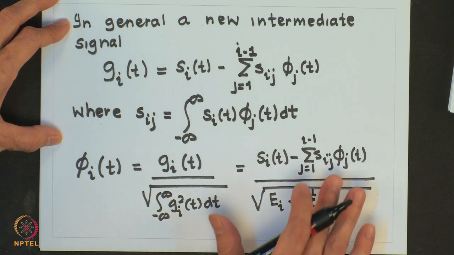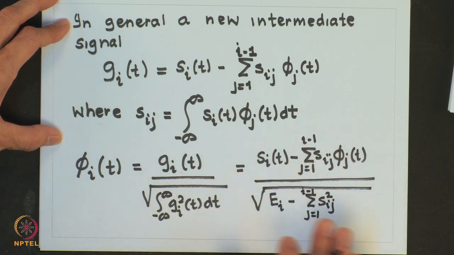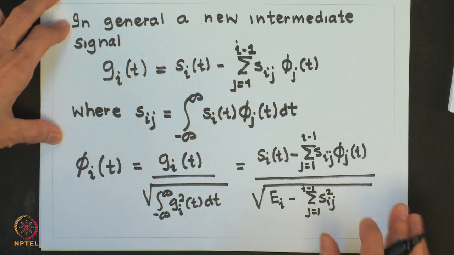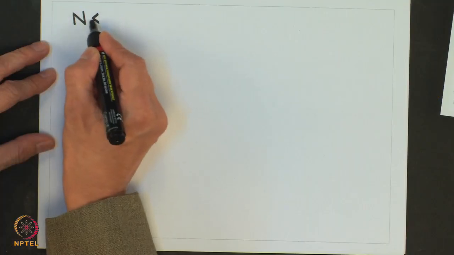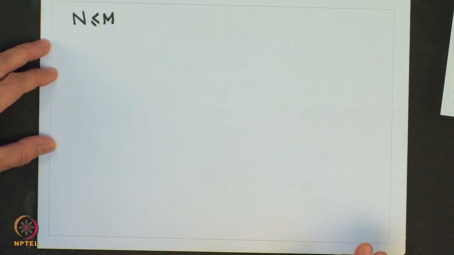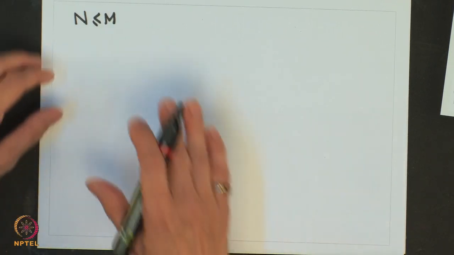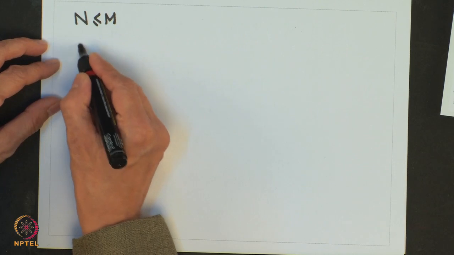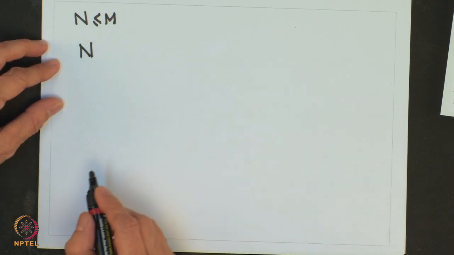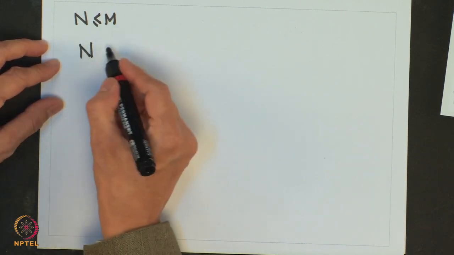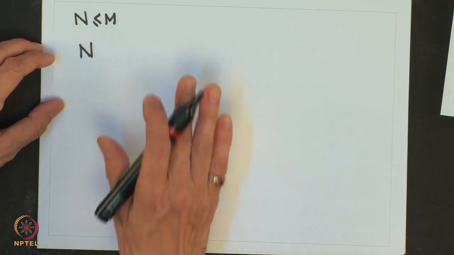Fine. So, the orthogonalization process is continued until all the M signal waveforms have been exhausted and N less than or equal to M orthonormal waveforms have been constructed. So, the dimensionality N of the signal space will be equal to M if all the signal waveforms are linearly independent. What it means is that none of the signal waveforms is a linear combination of the other signal waveforms.